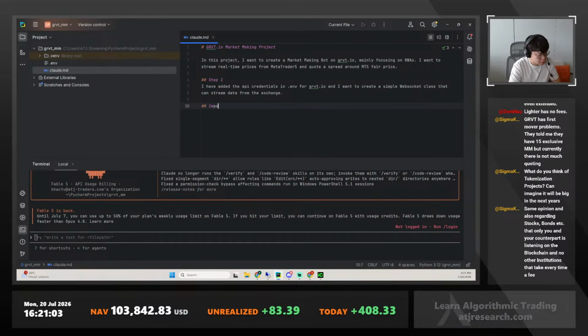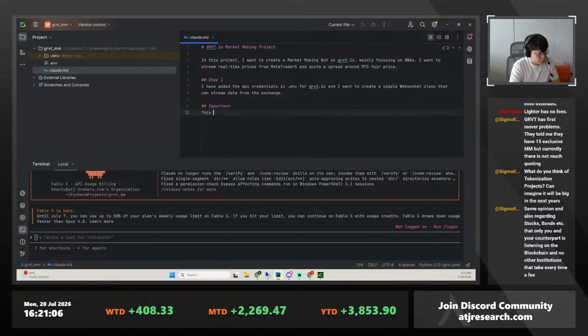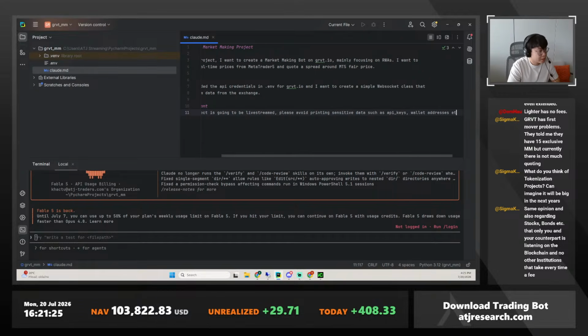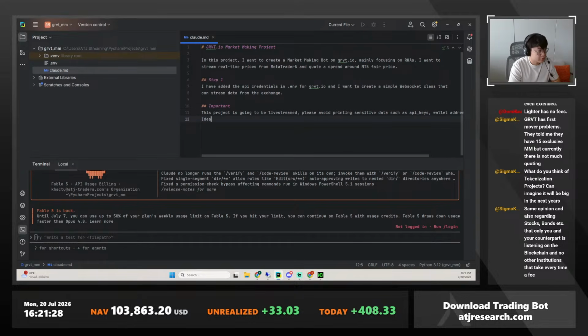Important. This project is going to be live streamed. Please avoid printing sensitive data such as wallet addresses, etc. For example, avoid .env variables. Okay, so I think this is like the first step here.